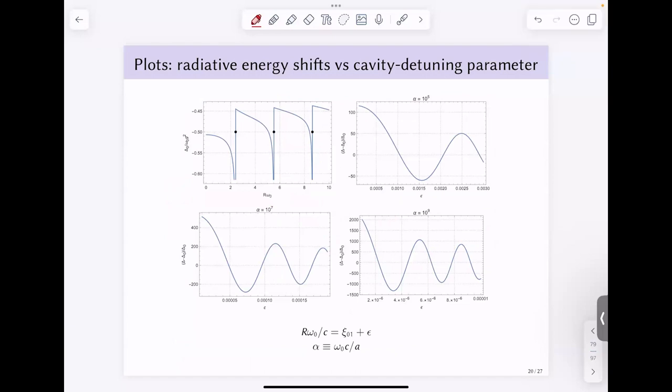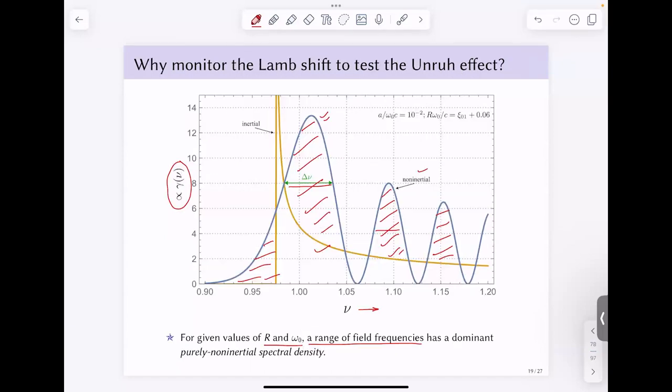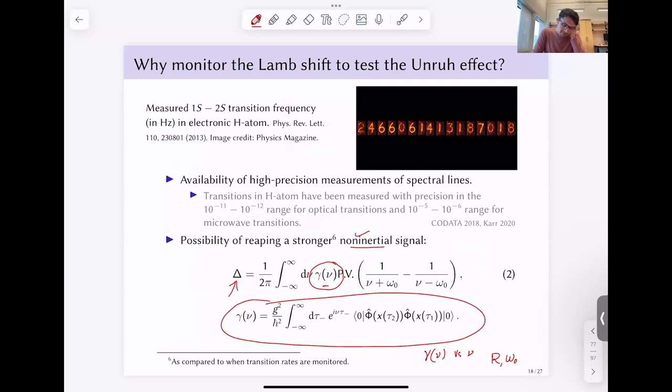And could you show me the equation for Gamma(nu)? Yeah. Where does omega zero come into it?